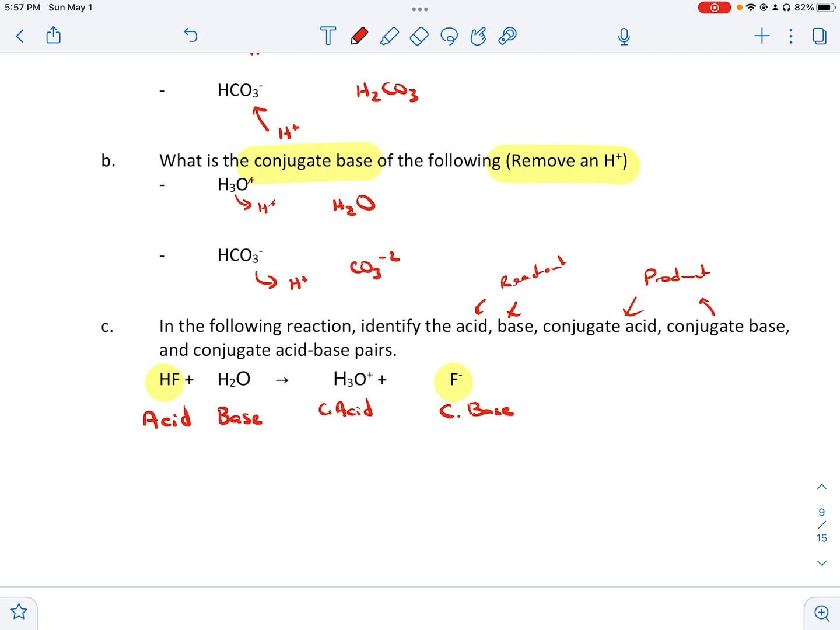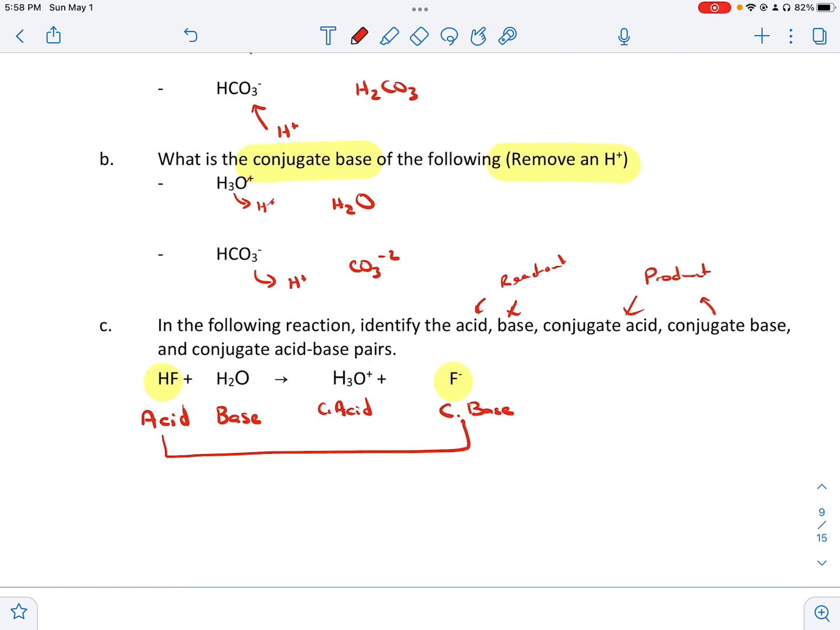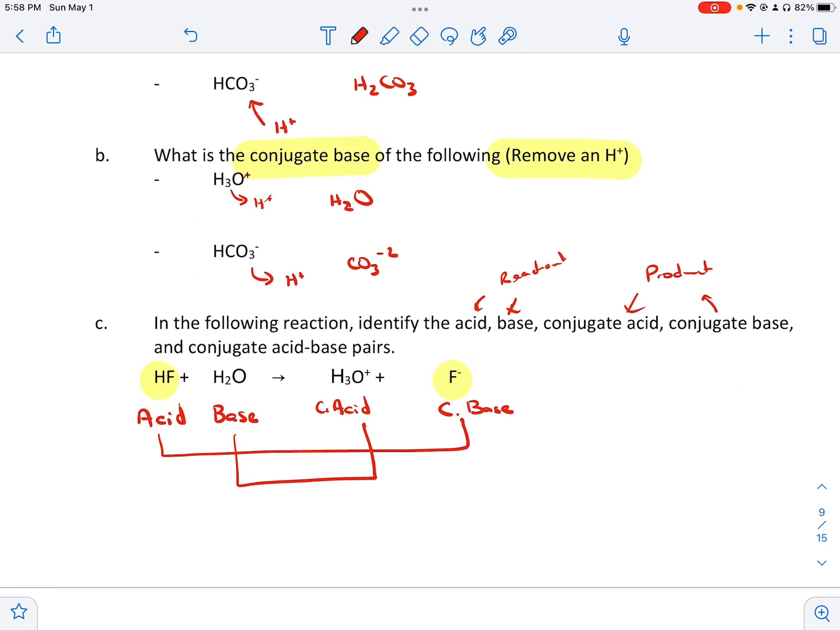Now for our conjugate acid-base pair, you're just going to connect with lines. And remember, they only differ by an H+. Notice how HF and F minus only differ by an H+, just like H2O and H3O+ only differ by an H+. So that is our conjugate acid-base pairs.